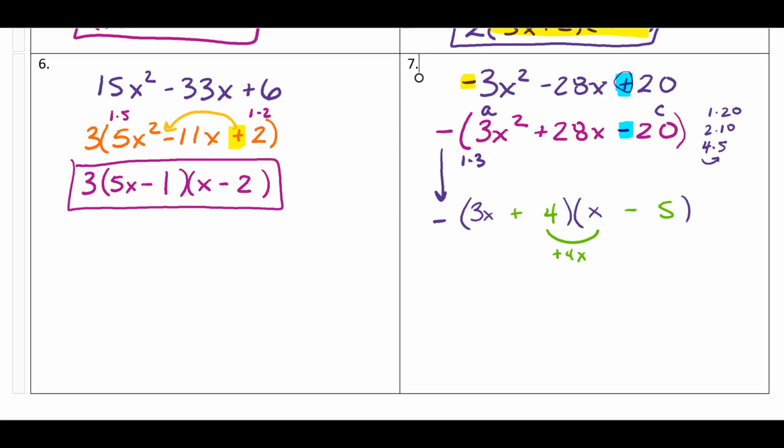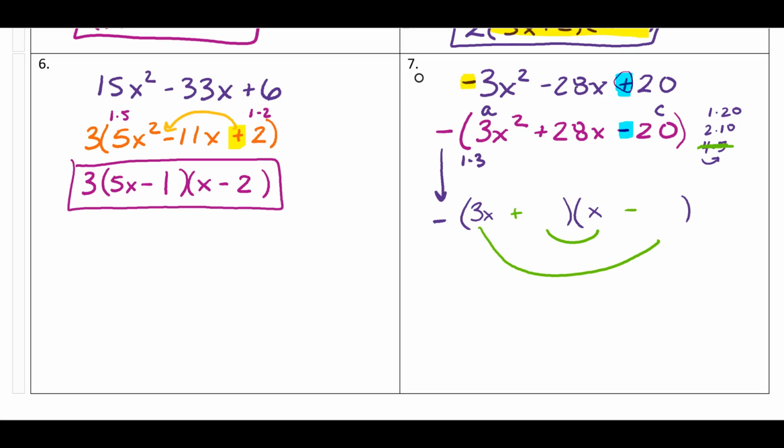Positive 4x and negative 15x do not combine to be positive 28. So I am going to try to switch their spots, because you got to remember this 3 is coming into play here. So if I put the 5 there and the 4 here, that's going to give me positive 5x and negative 12. So that equals negative 7. We need 28. So 4 and 5 doesn't work. So I'm going to mark it out. So going on to our next factor.